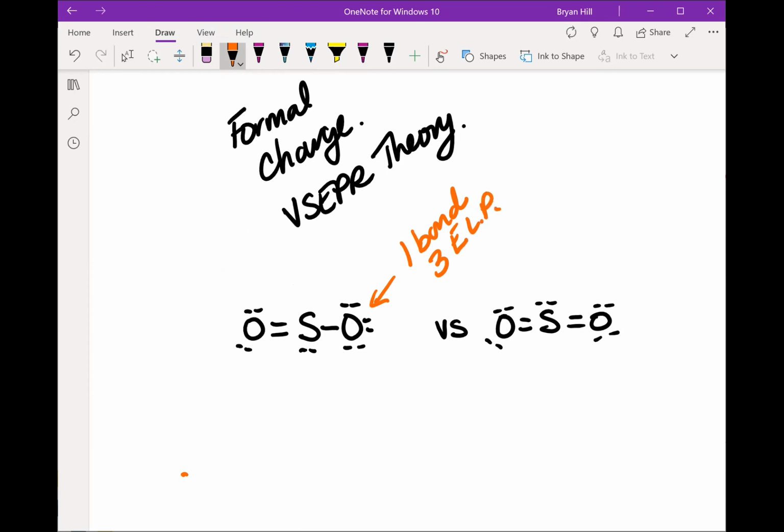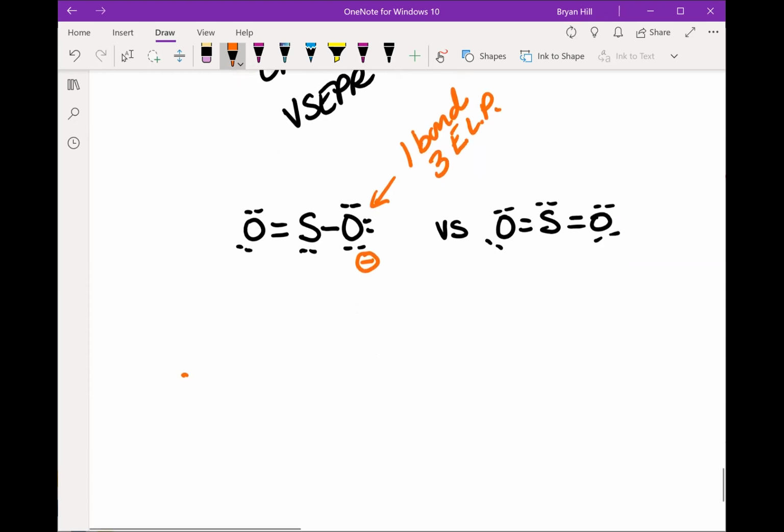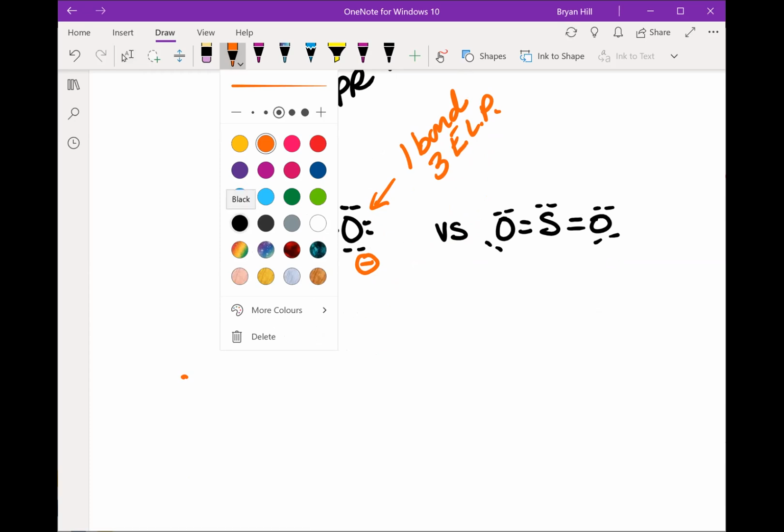So if we think of hydroxide, we're going to know that this oxygen is going to have a formal charge of minus. Every other oxygen has got 2 bonds and 2 sets of lone pairs, so every other oxygen has a formal charge of 0. Now, what we don't know is about sulfur. So let's do some sulfur formal charges here because that is less common.